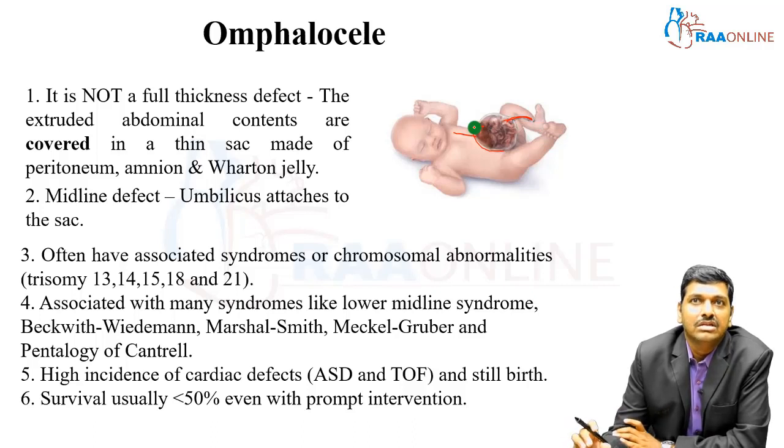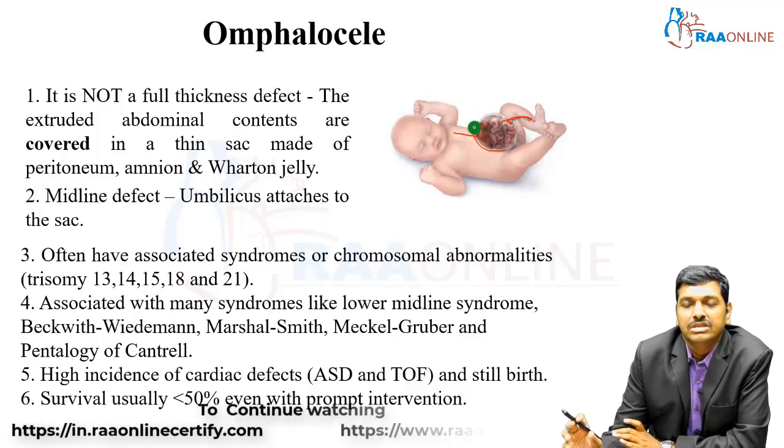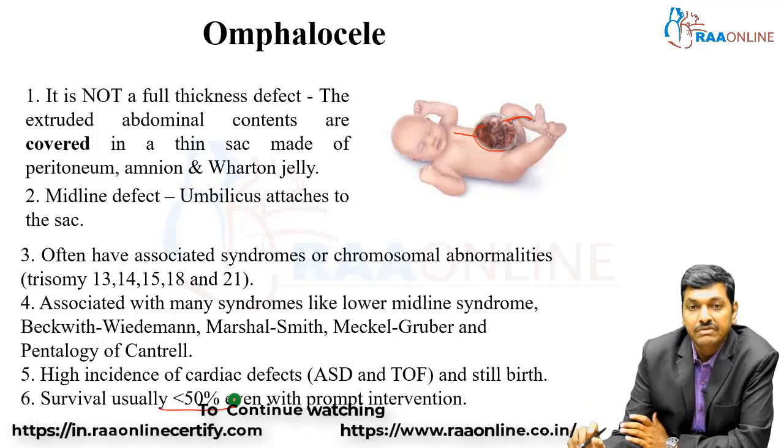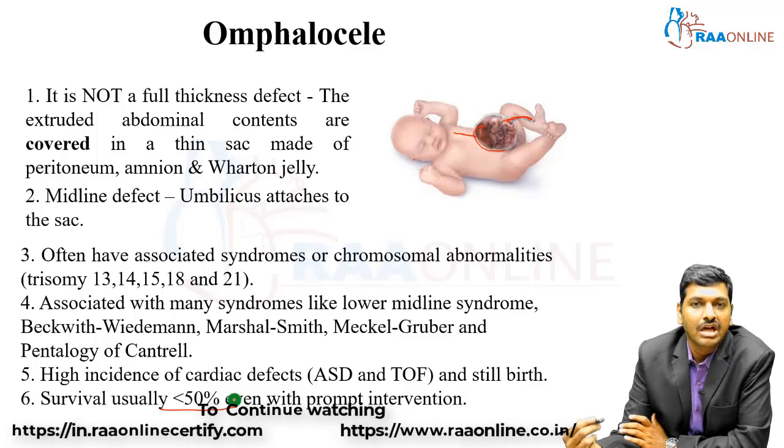Since this condition is seen along with other chromosomal abnormalities, it has a high incidence of cardiac defects like ASD or tetralogy of Fallot, and it's usually associated with stillbirth. The survival usually is only less than 50%, even with prompt intervention. This is because of the associated defects.